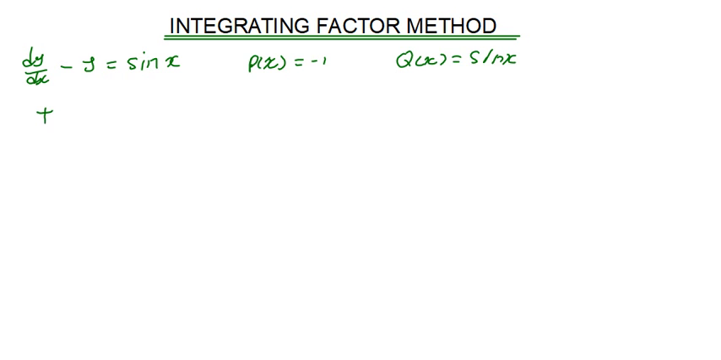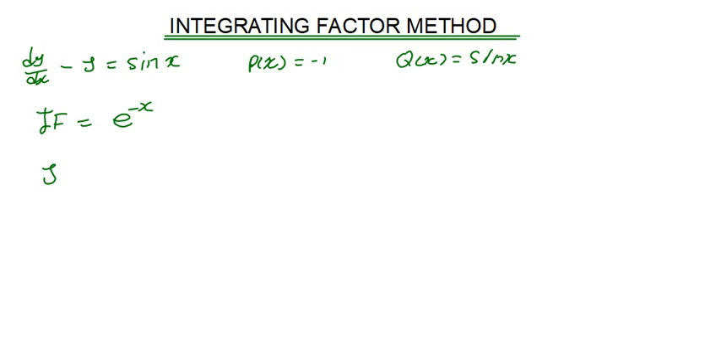Okay, now let's say we have our dy/dx, minus y, equals sine x. So what does this mean? Our p of x is equal to negative 1, and q of x is equal to sine x. I'm glad we have something a bit different now. So the integrating factor, without a doubt, is going to be e to the minus x. We integrate negative 1, we get x, but we also use the negative.